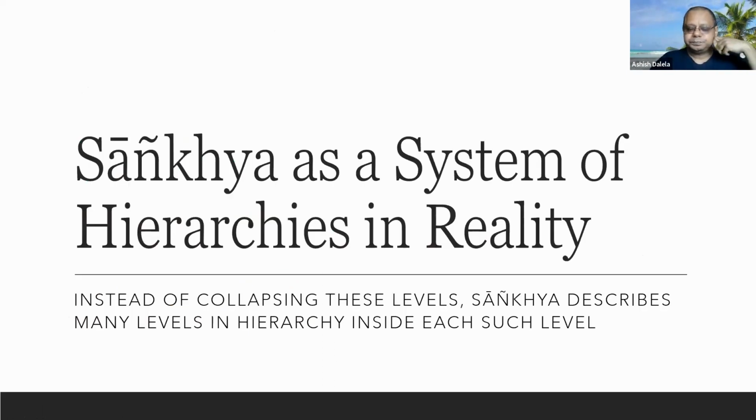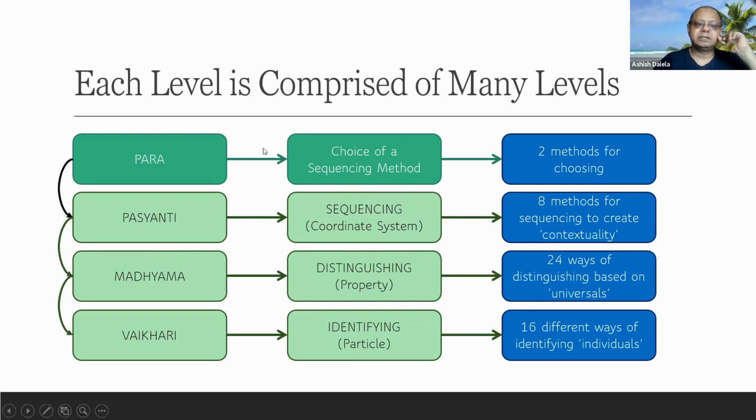Now, what Sankhya does essentially is describe a system of hierarchies, right? And we saw 4 levels in the hierarchy, where you start with particles, then you get properties, then you get an ordering system, then you get a choice of an ordering system. So this is not the end. There are many levels inside this hierarchy, right? So again, Pasyanti, Para, Vaikhari, Madhyama. There's a complicated system. There are 16 ways of identifying what we mean by a particle, and there are 24 ways of distinguishing based on different kinds of properties.